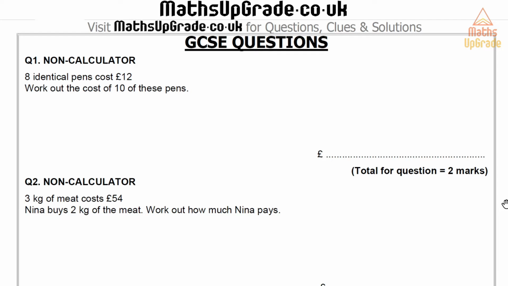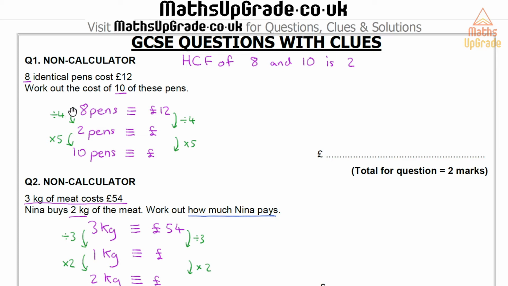Question 1 tells us that 8 identical pens cost £12. We need to work out the cost of 10 of those pens. So I'm just going to write that as an equality. So 8 pens is equivalent to £12. Now I need to get to 10 pens, so I need to find a stage which has got a common factor of 10 and 8. So a common factor of 10 and 8 is 2.